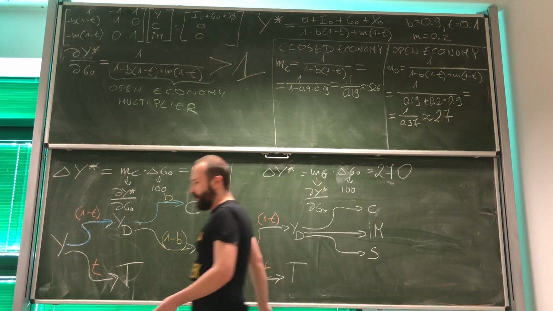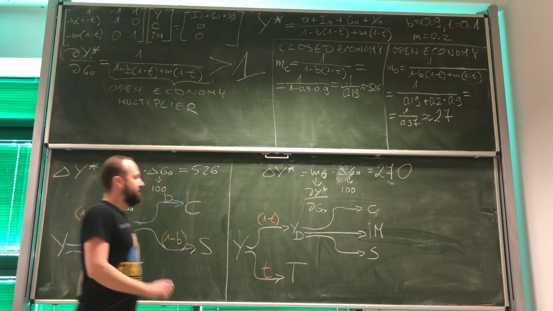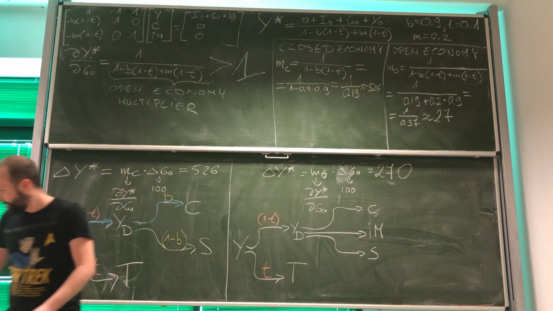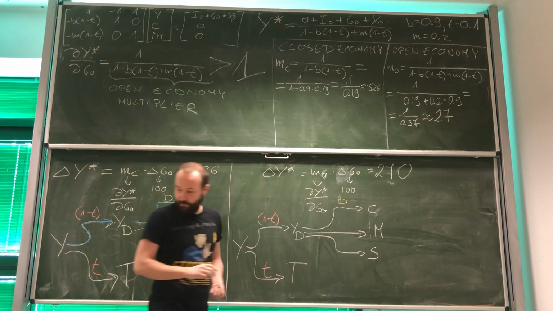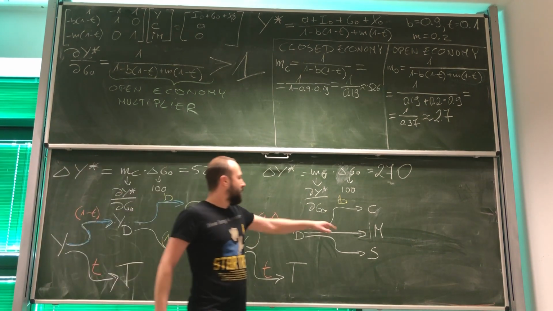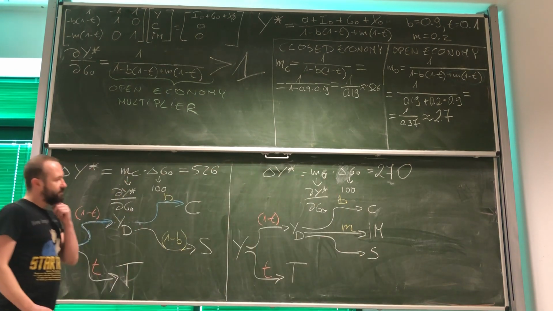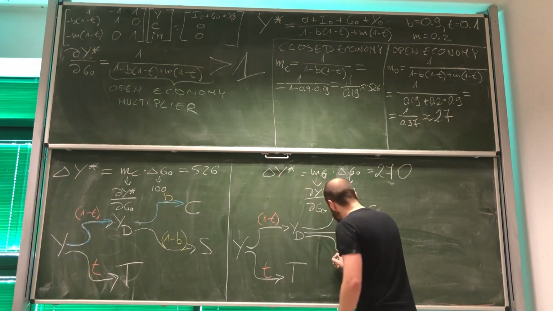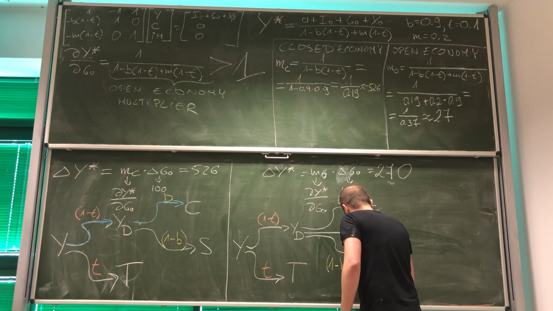Now, how much do households spend on consumption? They spend B, the marginal propensity to consume. How much do they spend on imports? M, the marginal propensity to import. How much do they spend on savings? Well, the remainder, 1 minus B minus M.